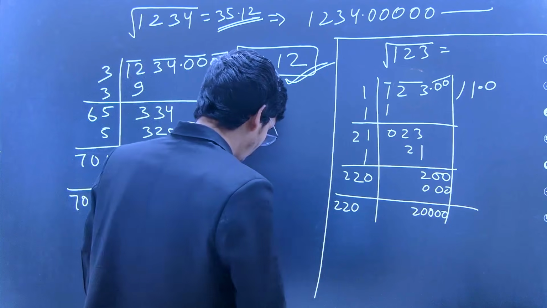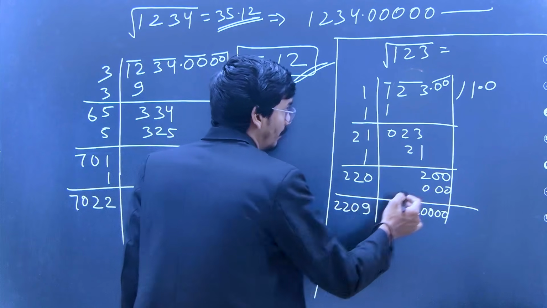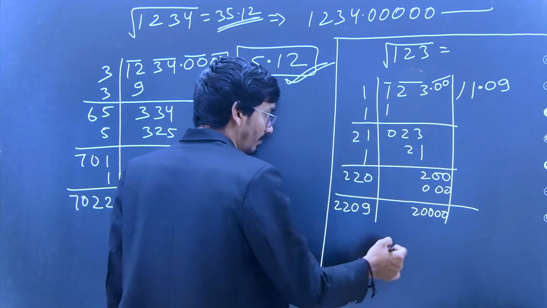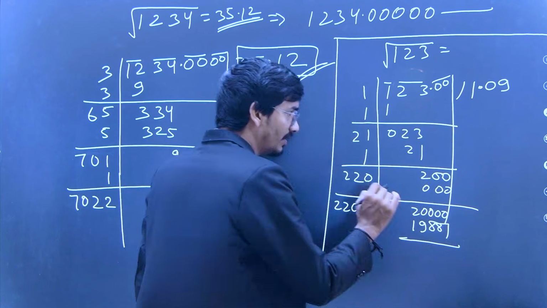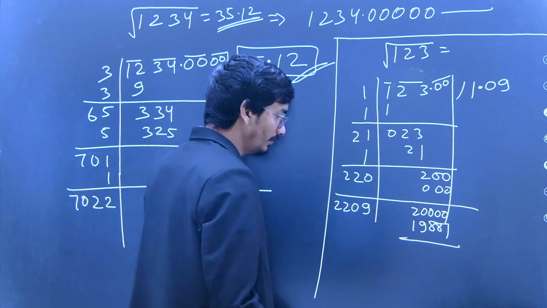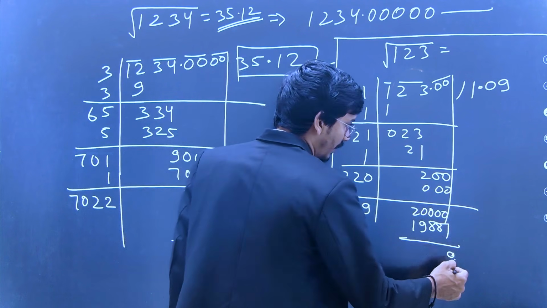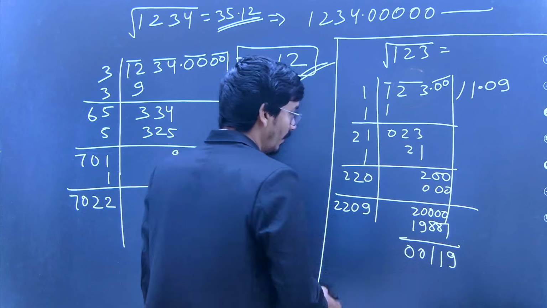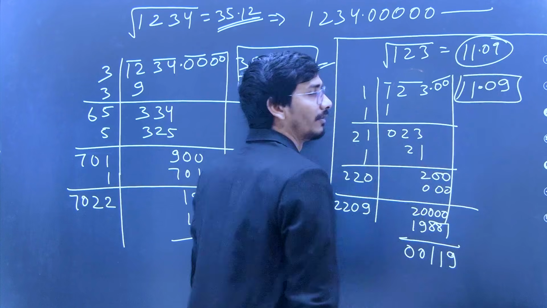If you take any number after multiplying, let us suppose I take 9. So 2209 multiplied by 9 will get what? 19881. This quantity is less than 20,000, which means this is possible. After subtracting, we get 119. So 199 is less than this one, so it's correct. So what is the approximate value? 11.09.